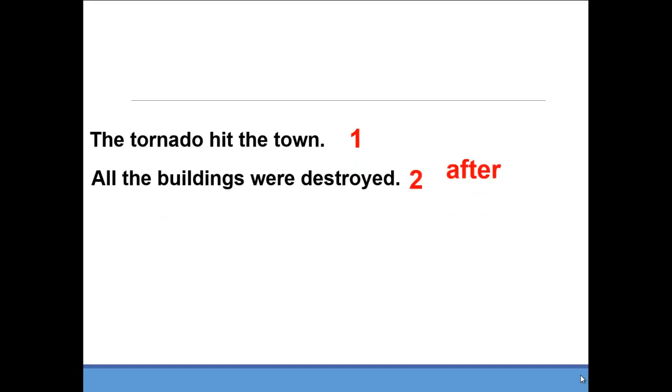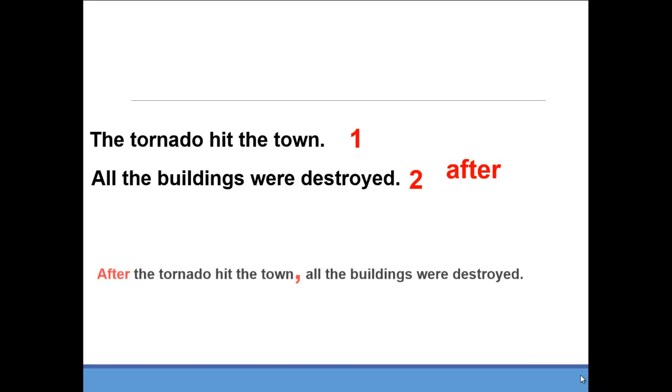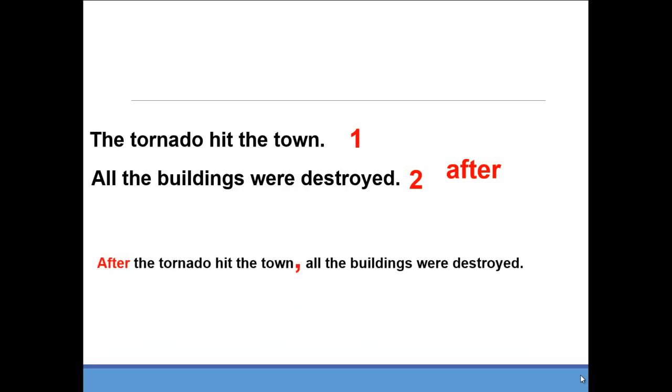Let's join the two sentences or the two parts using the conjunction after. So, as I said before, the conjunction after shows the order of the events. Which event happened first? The tornado hit the town. What happened when the tornado hit the town? All the buildings were destroyed. So the answer will be, after the tornado hit the town, all the buildings were destroyed.